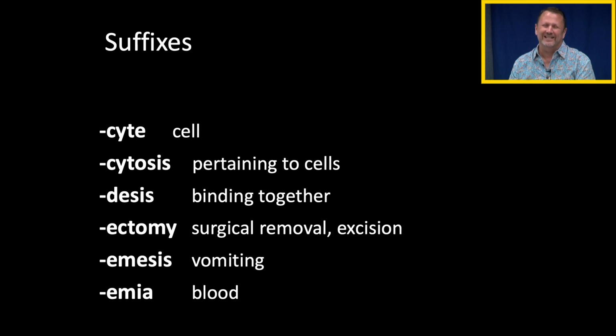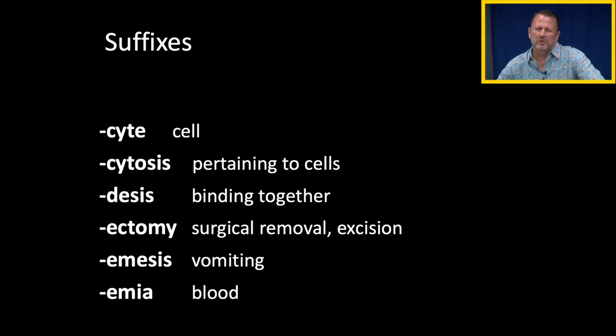A pleurodesis is something that we'll do if people have a lot of spontaneous pneumothorax. We'll take the pleura and irritate it with a type of powder and then make the pleura stick together, and so that's called a pleurodesis, binding something together. Ectomy is the surgical removal of something, and there are all sorts of ectomy words in the medical business. Emesis is vomiting, so again, antiemetics prevent vomiting.